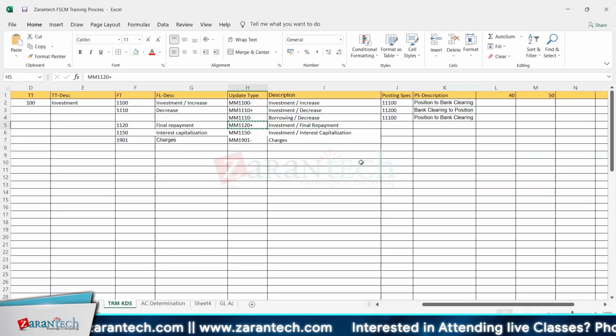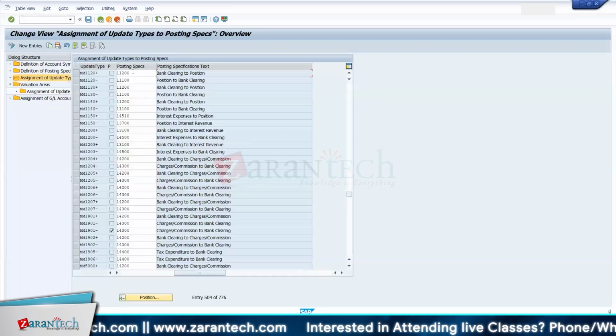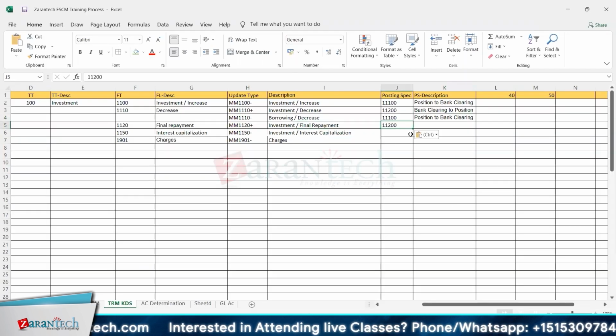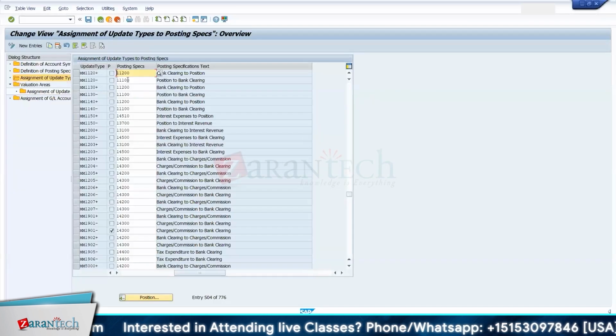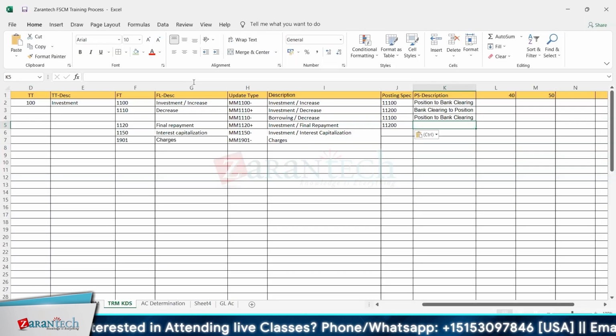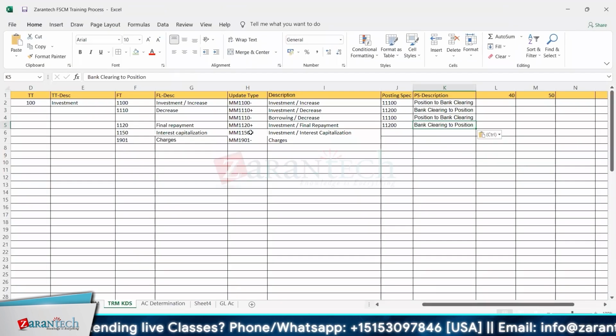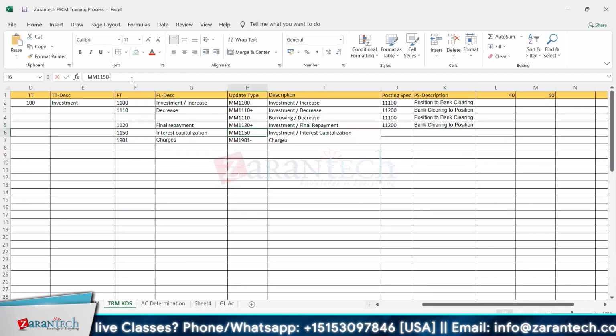So this is my update type for the final repayment. Final repayment is positive, I'll get the money from the bank, your principal plus interest, right? That's why the sign is plus. Then here we have the interest capitalization.